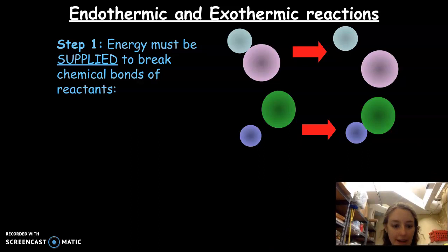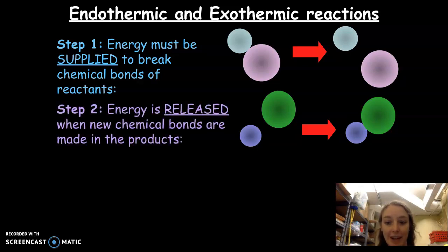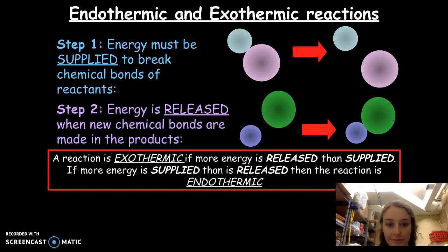So endothermic and exothermic reactions. Step 1, energy must be supplied to break the chemical bonds of the reactants. Then energy is released when new chemical bonds are made in the products, which we see in that picture. So here it's breaking, and then here it's coming together. So energy is released when new chemical bonds are made, and we needed chemical energy to break that bond.